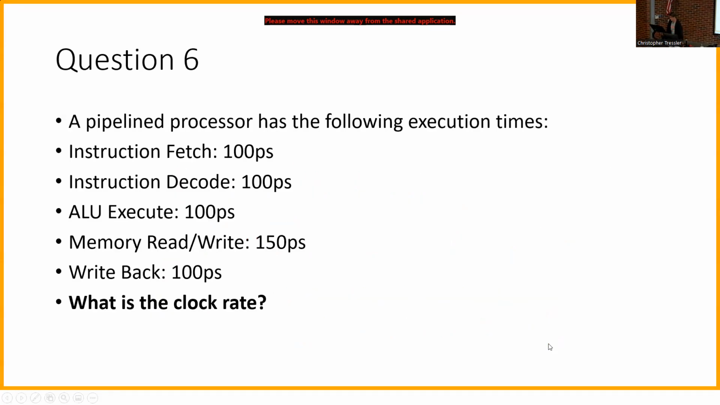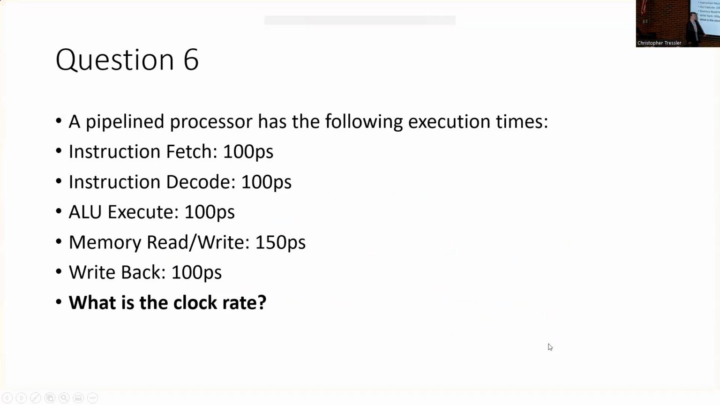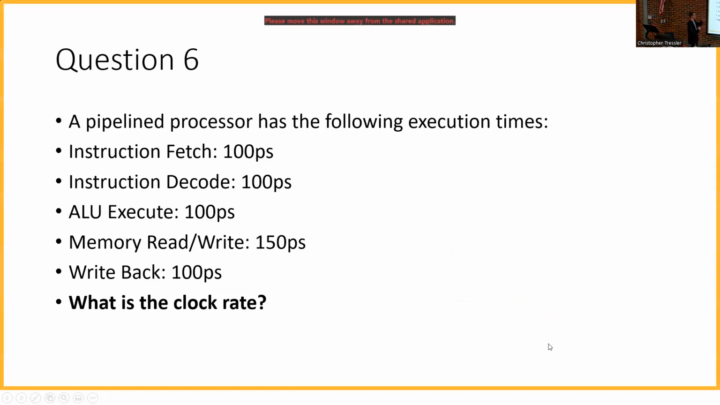We will move on. Right, and then finally, we have the pipeline processor with the following execution times, and it asks, what is the clock rate? What you need to know about the pipeline processor is that as n goes to infinity, once we've gone through one full cycle, every single time that we go through the highest number of seconds on this list, we're going to be putting out an instruction.